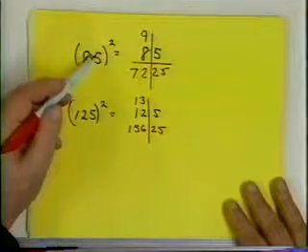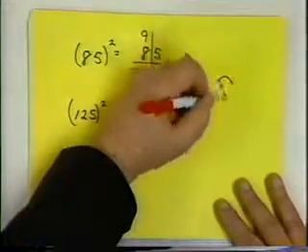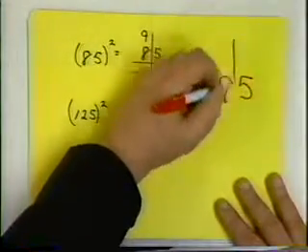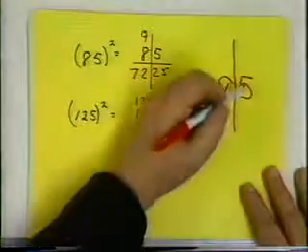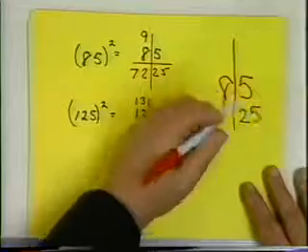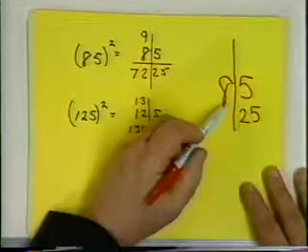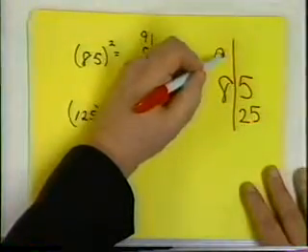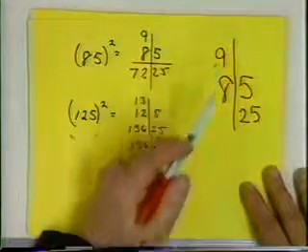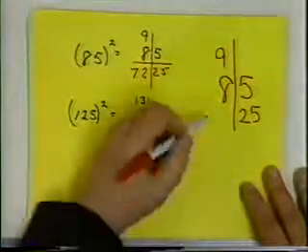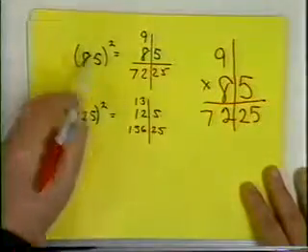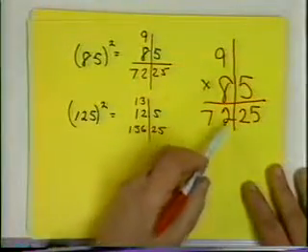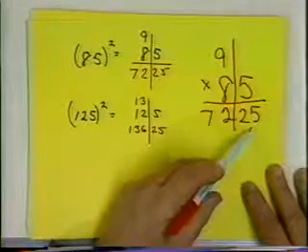See, suppose I want to square 85. What the recipe says is put a bar between the 5 and the rest of the number. Now what you do is 5 squared is 25. Look at the rest of the number. It's an 8, isn't it? What's 1 more than 8? 9. Now multiply the 8 times the 9. What does that come out to be? 72. So 85 times 85 is 7,225. A cute little trick.